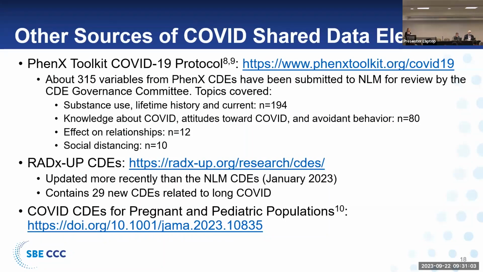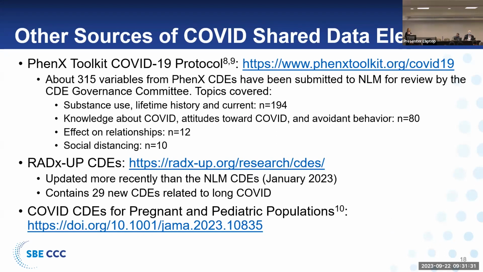Outside of the NLM repository, we can find a few other sources of shared data elements about COVID. A major one is the Phoenix Toolkit. This is a publicly available web-based catalog of measurement protocols. And at the beginning of the COVID-19 pandemic, Phoenix collaborated with NIH to develop and release a number of protocols for the study of COVID. Efforts are now underway to add about 300 of those variables to the CDE repository.